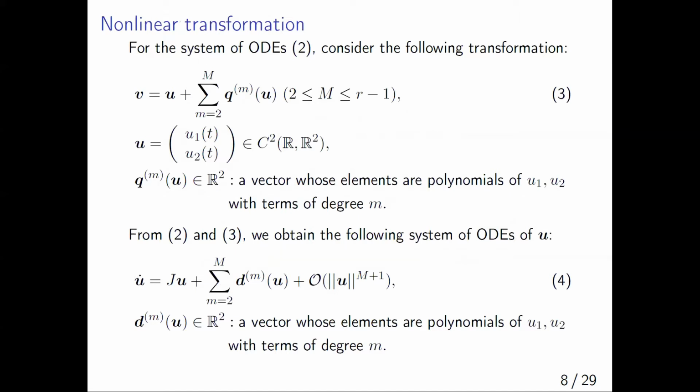For the system 2, consider the following transformation, where U is a two-dimensional vector and Qm is a vector whose elements are polynomials of U1, U2 with terms of degree m. From transformation 2 and the original system 3, we obtain the following system of ODEs of U, where dm is a vector whose elements are polynomials of U1, U2 with terms of degree m.